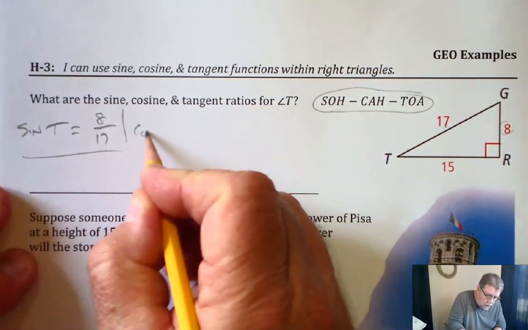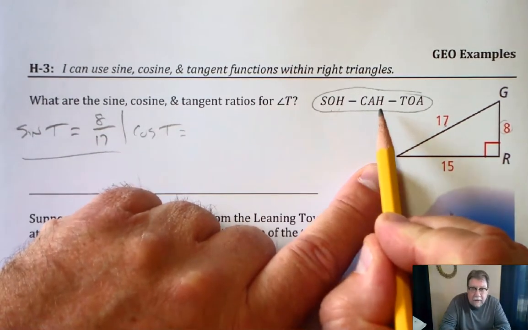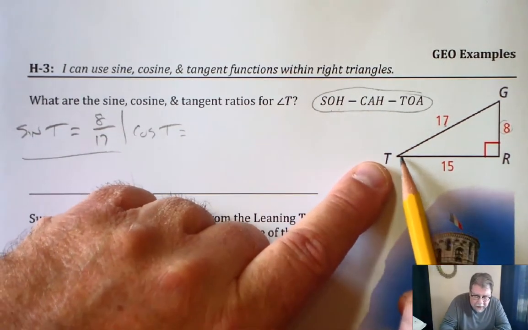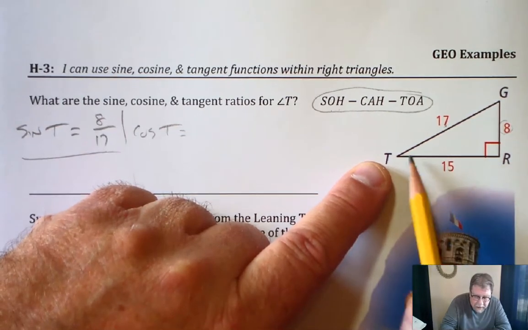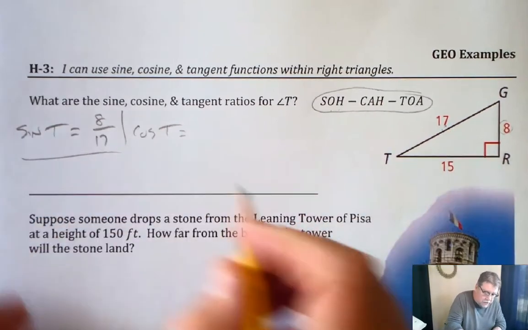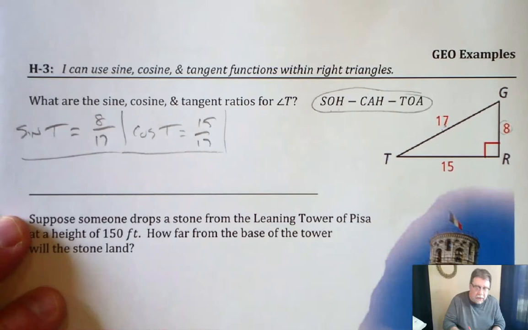Let's take a look at the cosine of T. The cosine is the adjacent over the hypotenuse. Well, the adjacent side would be the leg that touches angle T. So that's 15, and that's over the hypotenuse, which is 17. So 15 over 17 would be the cosine.